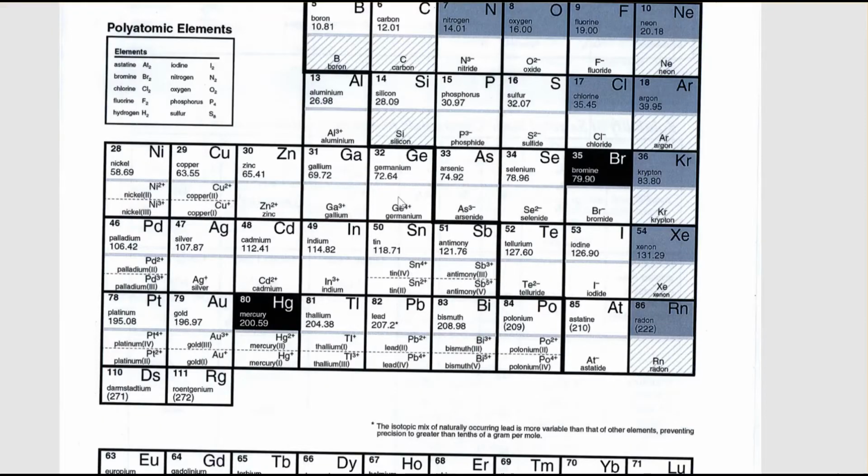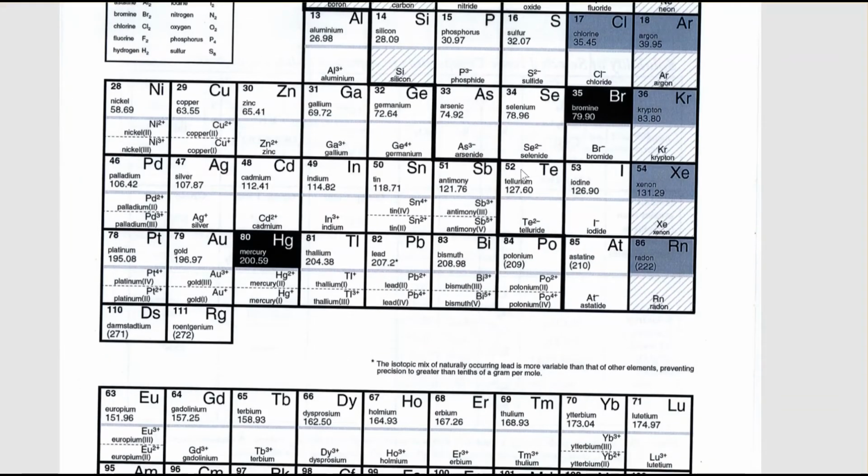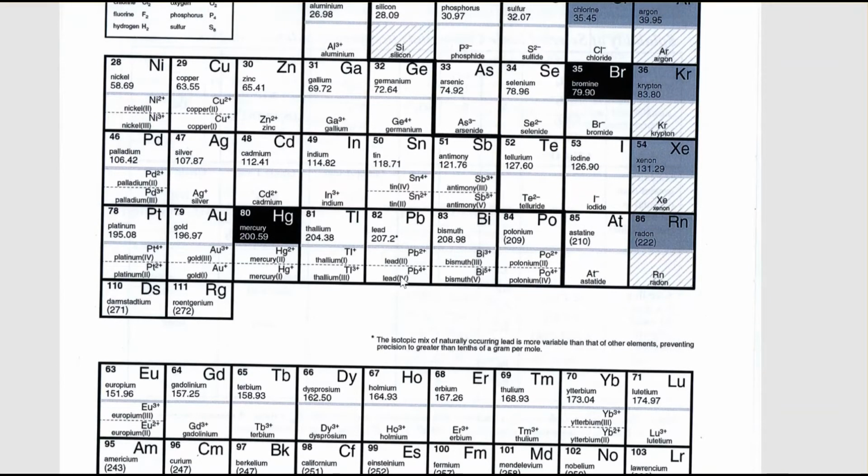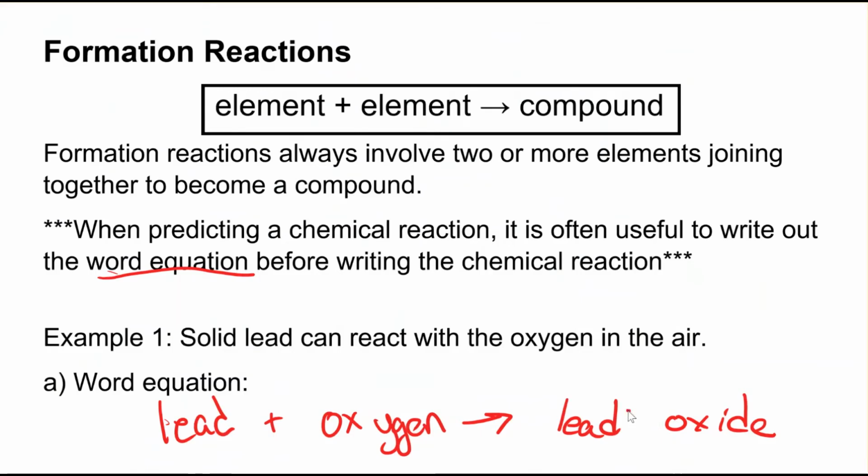So let's bring up our data booklet and take a look at the periodic table and look at what lead is. When we look at lead here, we could use lead 2 or we could use lead 4, but we're going to use lead 2 because it's the more common ion charge. We're going to use the one that's on top. If it doesn't say what it is, we'll assume we make the more common ion charge. So lead 2, no problem. Lead 2 oxide. Perfect. So now we have our word equation.